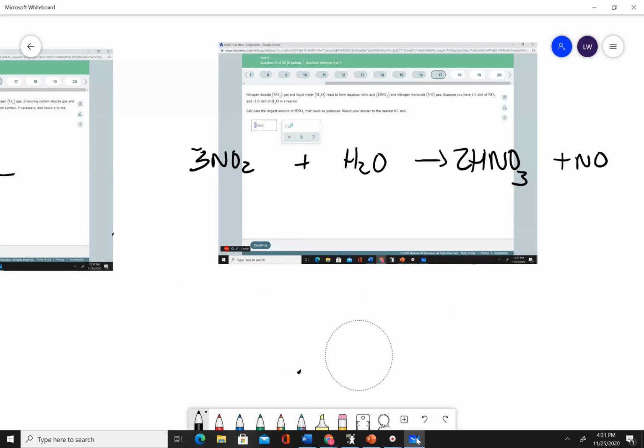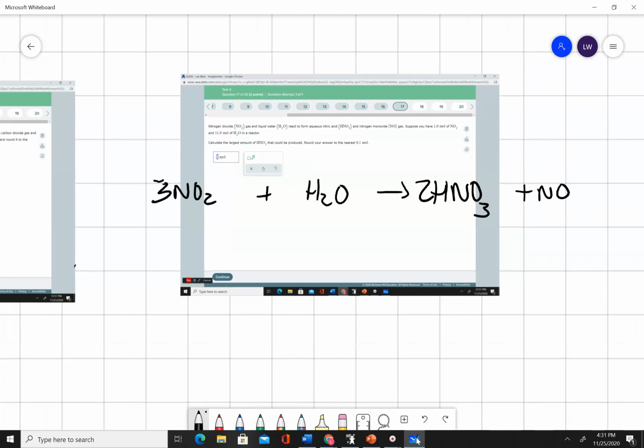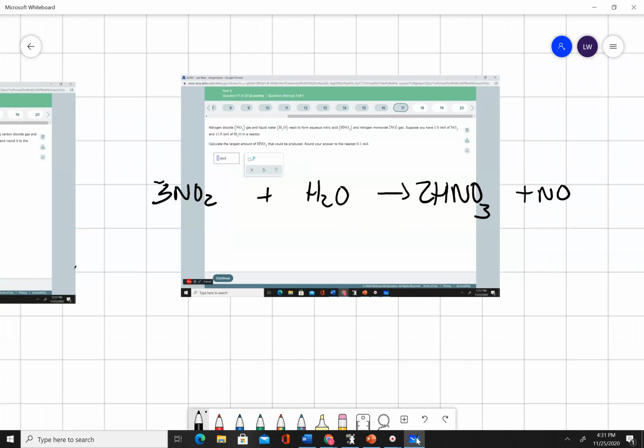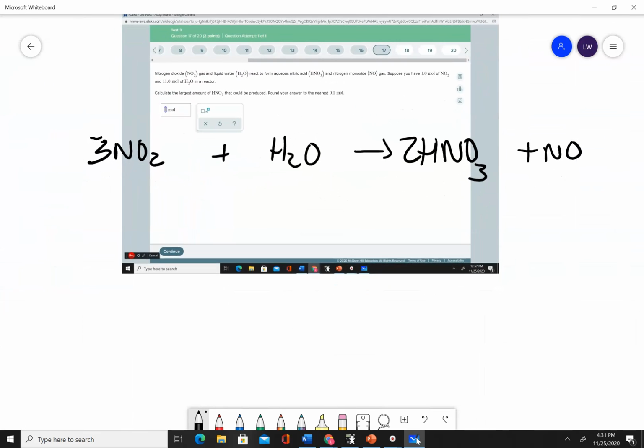So now we're ready to do our math. The question says, suppose you have 1 mole of NO2, 1 mole of that, and 11 moles of H2O. 11 moles of H2O. And I immediately think, oh, I know what's going on here.